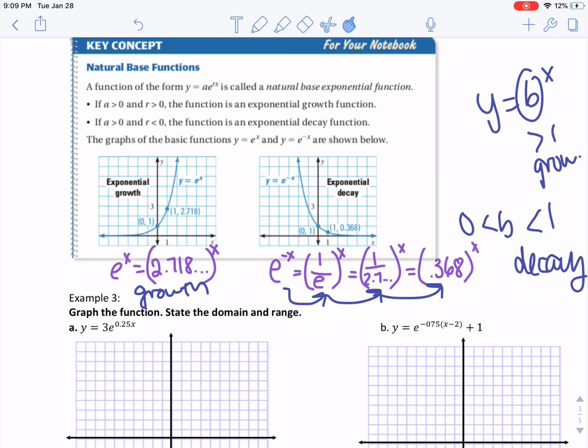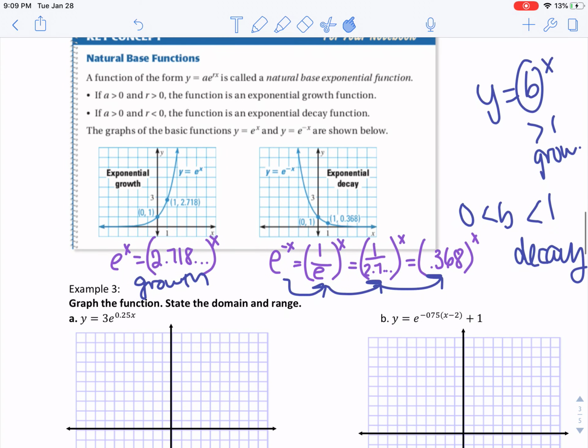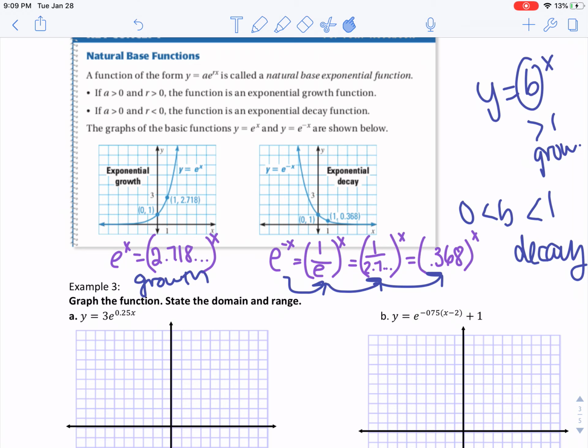E to the negative x, however, well, you can't have negative exponents, so you have to move the negative to the bottom, and that gives you 1 over e, which is really 1 over 2.7 and so on, which if you type in your calculator gives you 0.368 to the x power. Well, if b is between 0 and 1, then that's an exponential decay. So e to the negative x is a decay, so anything like e to the negative 3x is a decay. If there's a negative in the exponent, that's a decay. E to the positive anything is going to be a growth.